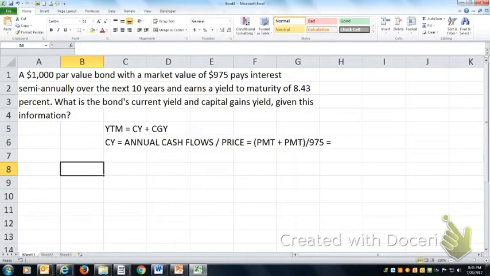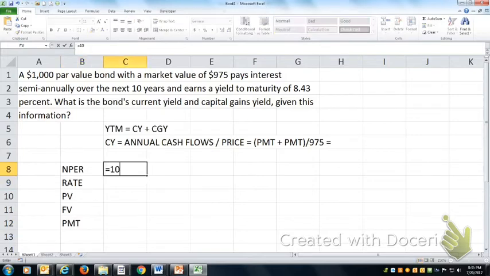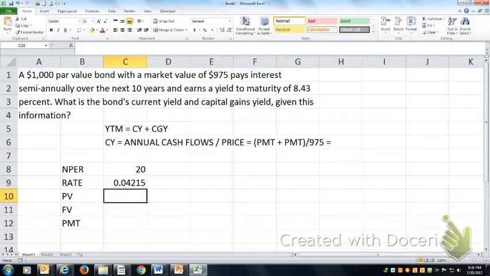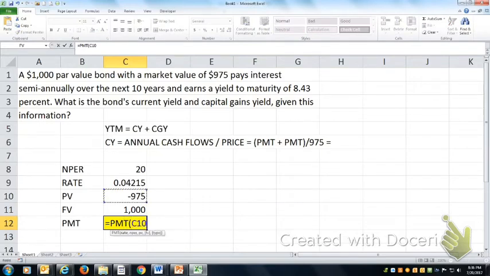Alright, so number of periods, rate, PV, FV, payment. I know there are 10 years of payments and 2 payments a year. I know that the yield to maturity given in the problem is 8.43%, but since it pays twice a year, every 6-month period, you're earning 4.215%. The present value given in the problem is $975. The par value is $1,000, which you get at the end of the period. So what I need to know is what the payment is every 6 months. So solving for PMT, it's the only one I don't have.